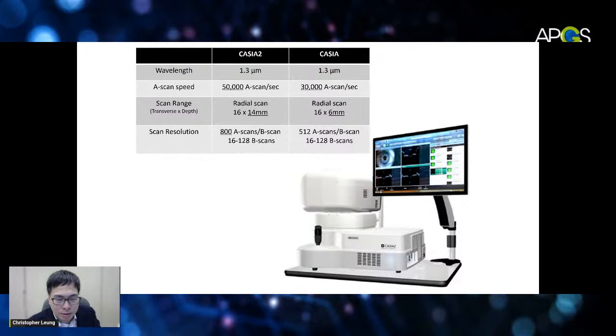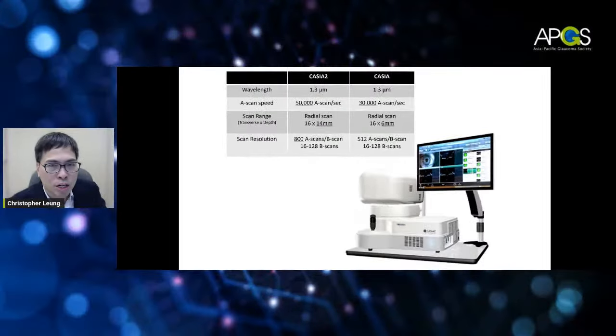We have the anterior segment OCT. The first generation of swept-source anterior segment OCT was introduced more than 10 years ago, and the second generation was introduced about 5 years ago. The second generation has a higher scan speed and a higher scan resolution. The important feature here is that we can actually scan the eye for 360 degrees.